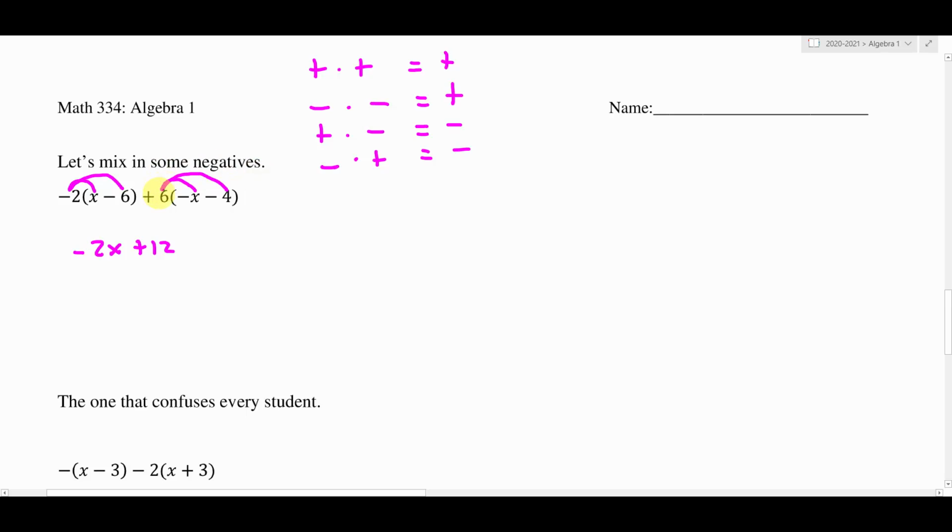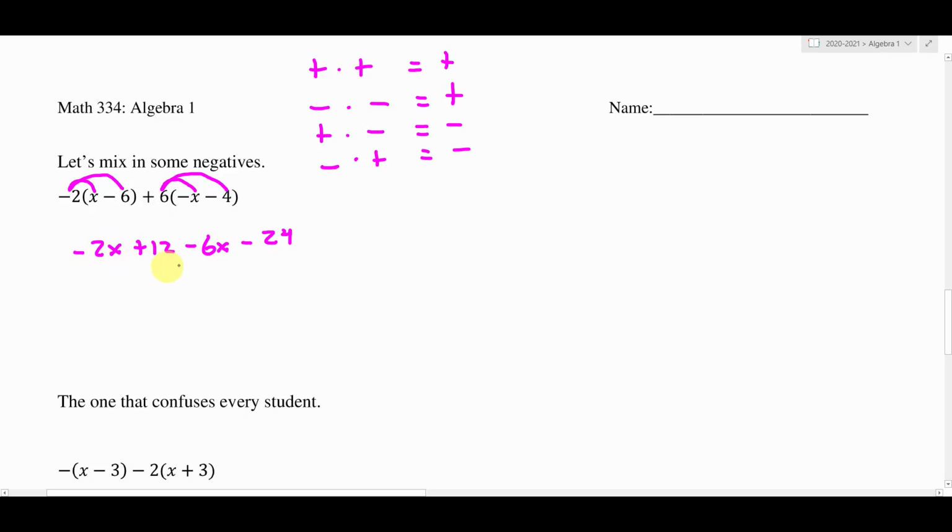All right, so here we go. We're going to do this one now. So we got 6 times negative x. That's a positive times a negative, and positive times negative is negative, so we're going to have negative 6x. Then I got positive 6 times negative 4, so that'll be minus 24, or negative 24. All right, so all the parentheses are cleared. Now I just got to go through and combine like terms.